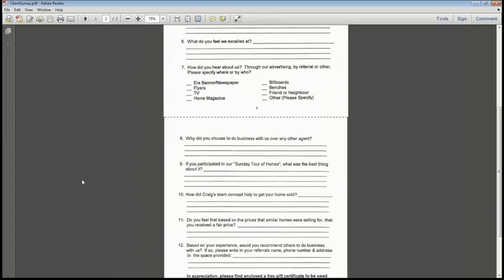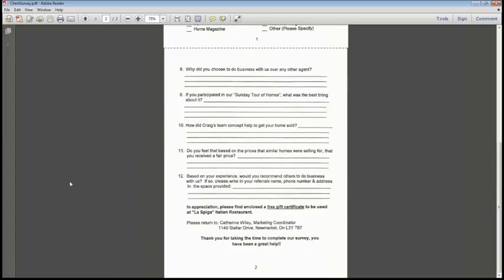Number 8, I'm on page 2 now. Number 8, why did you choose to do business with us versus any other agent? That's a measurement of your unique selling proposition, isn't it? What's your USP? It's that important question that asks prospects why they should choose to do business with you versus all other options. So we're asking them that question. Why did you choose to do business with us versus all other options?